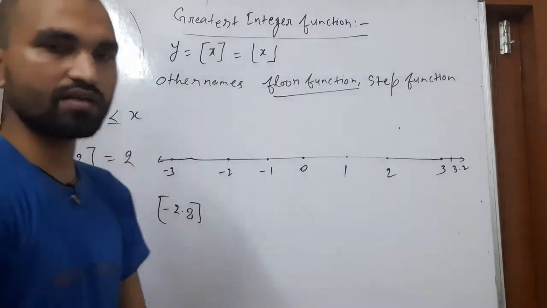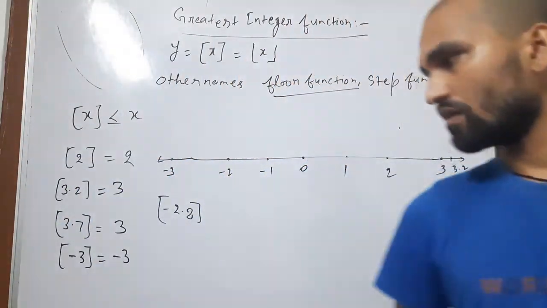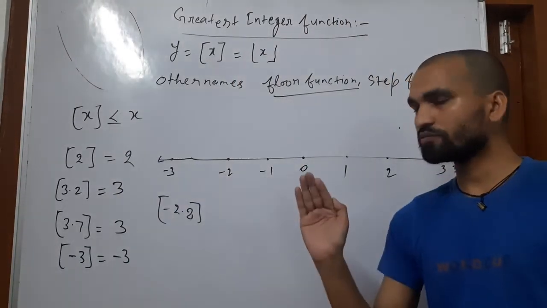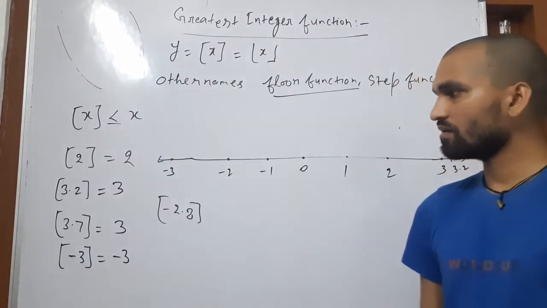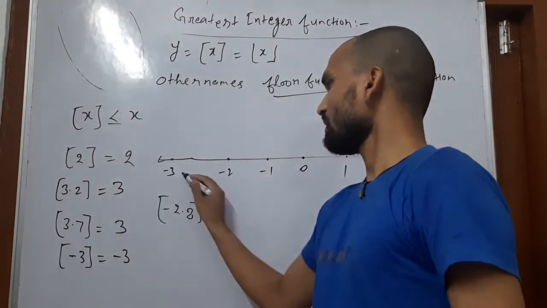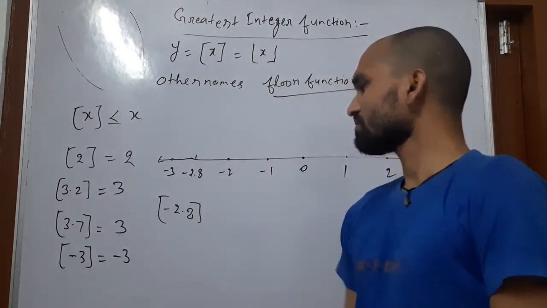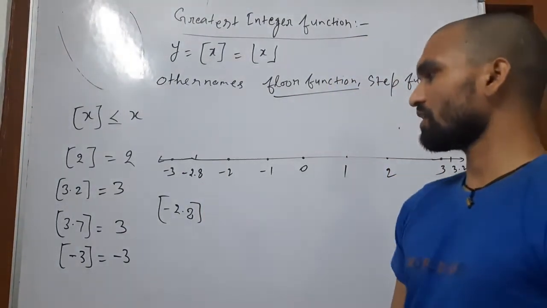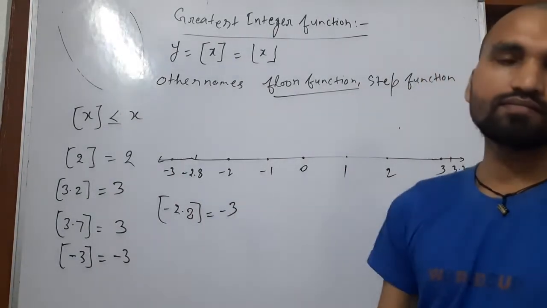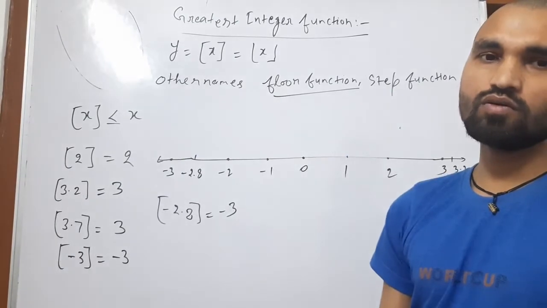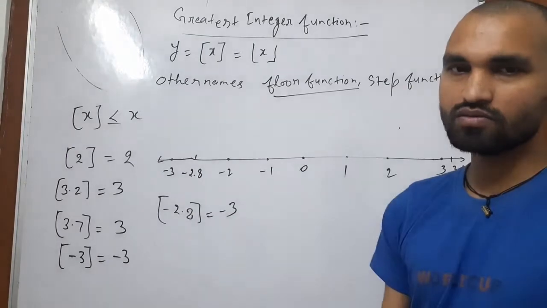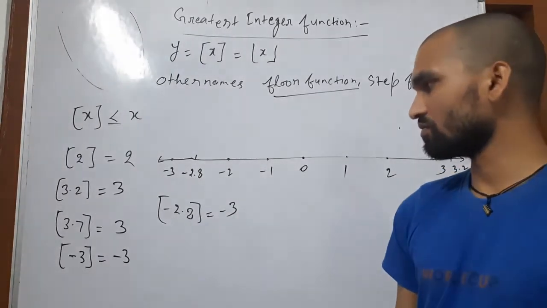What is the value of the greatest integer of -2.8? Go on the number line and see which value is on the left side of -2.8. You will see easily that -2.8 will be shown here, and to the left of -2.8 there will be -3. So the answer is -3. So for a fraction value, go for the left side integer value, okay, and for an integer value just write that particular value.